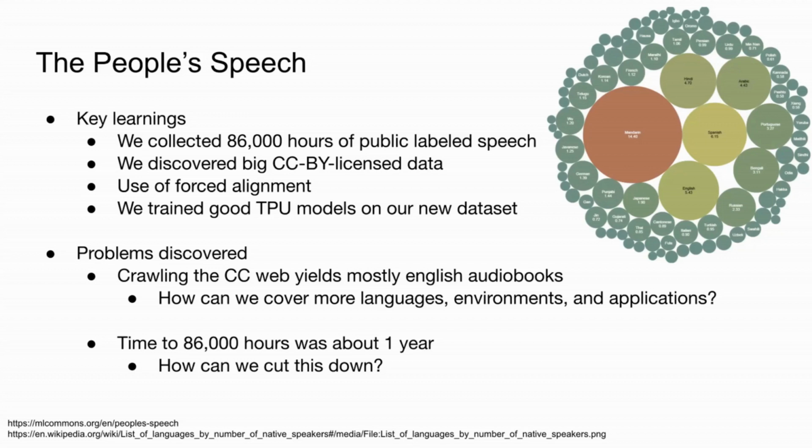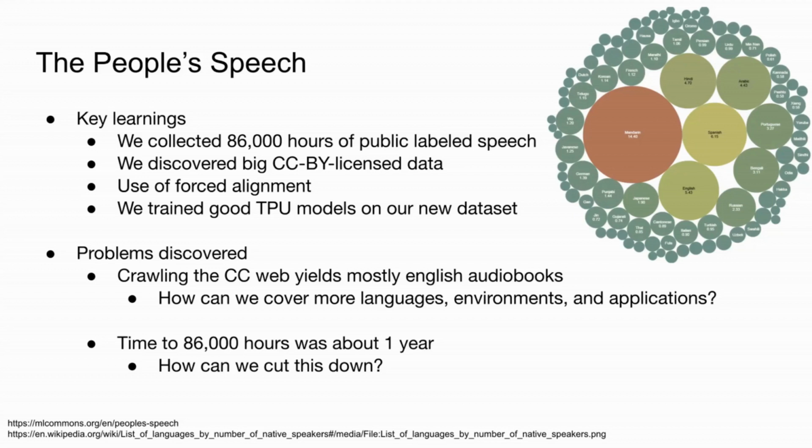So we used a TPU cluster to train models on this data set, to make sure that we're able to train effective models. We did discover some problems. Probably expected, but we discovered that the data that you pull if you crawl the internet is heavily biased.